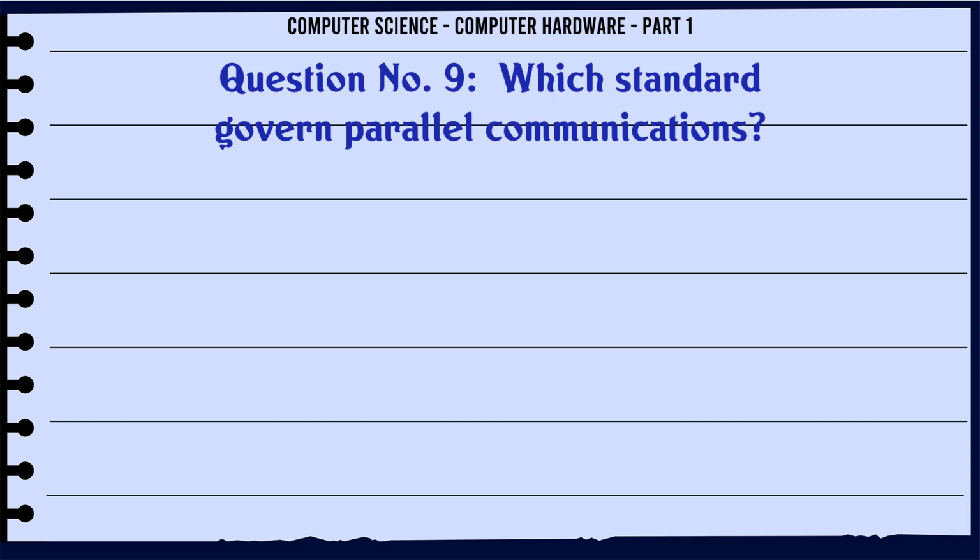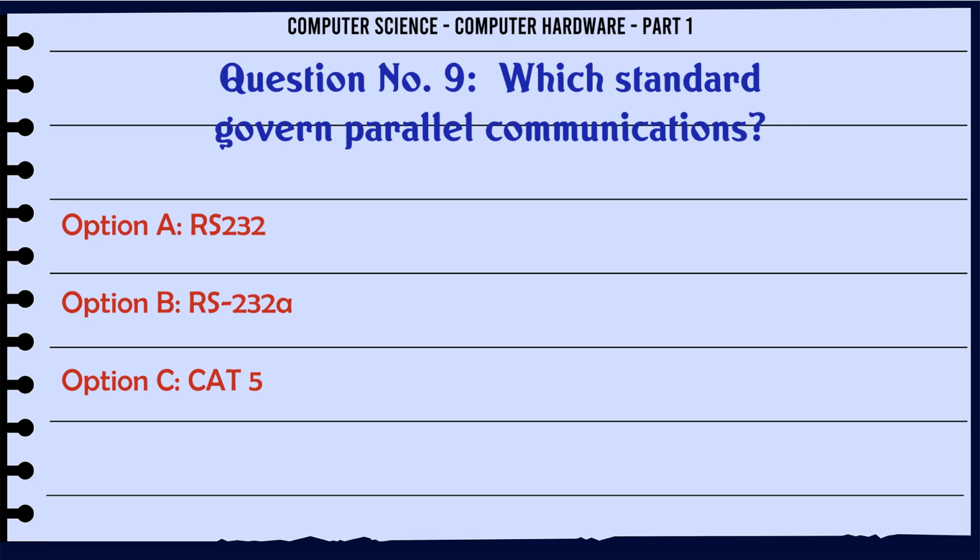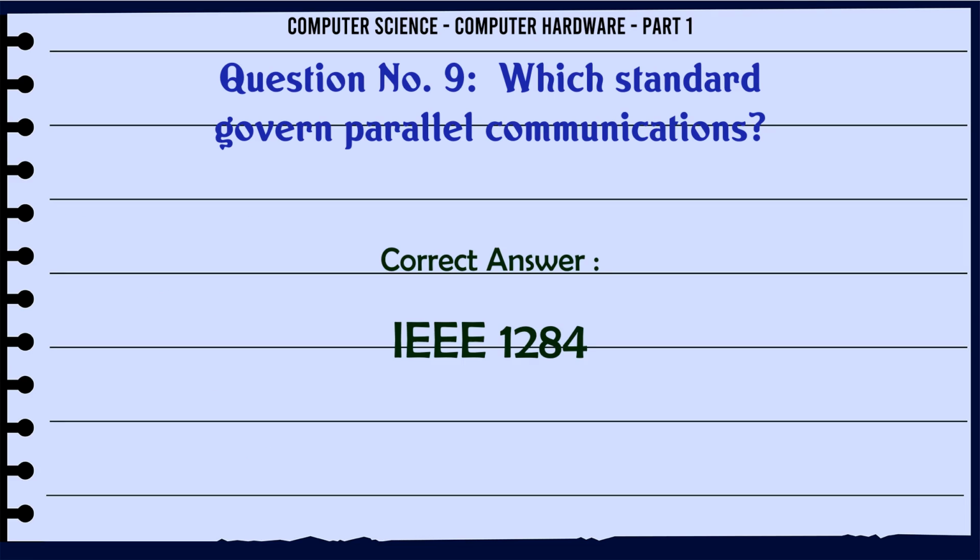Which standard governs parallel communications? A. RS-232. B. RS-232A. C. Cat5. D. IEEE 1284.